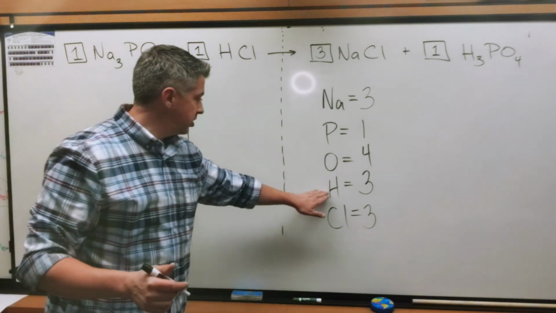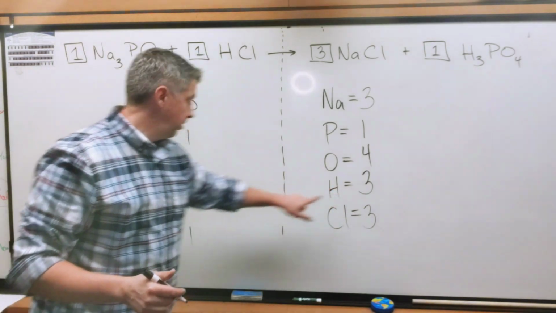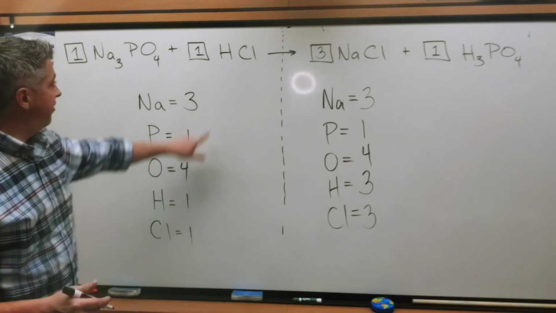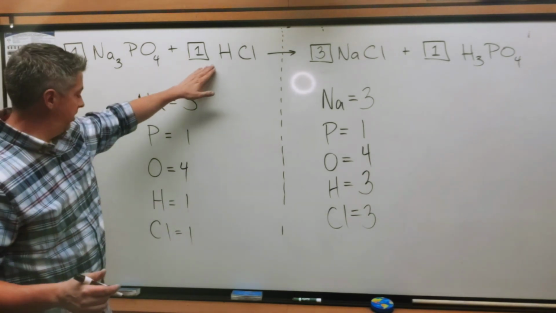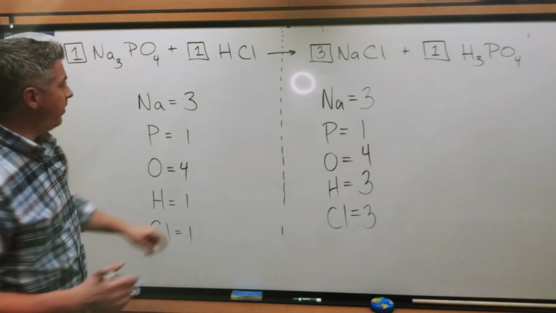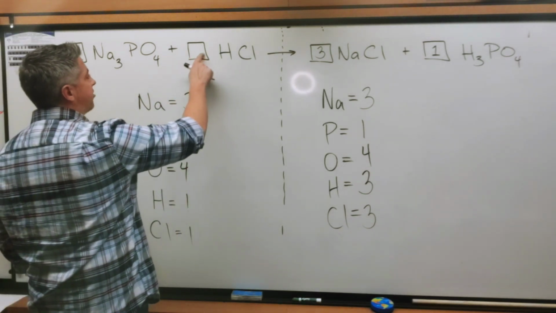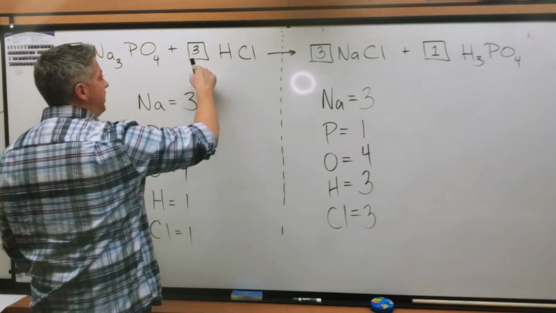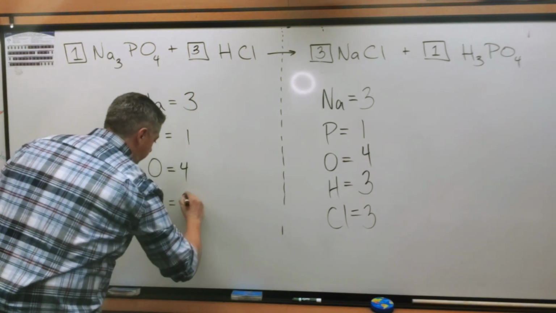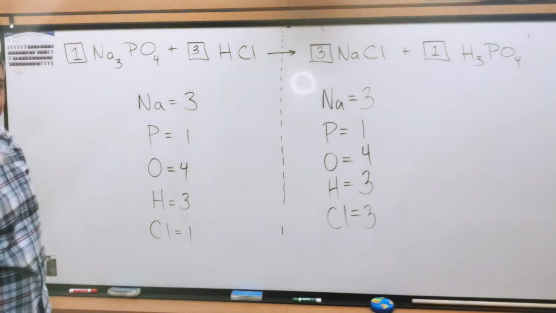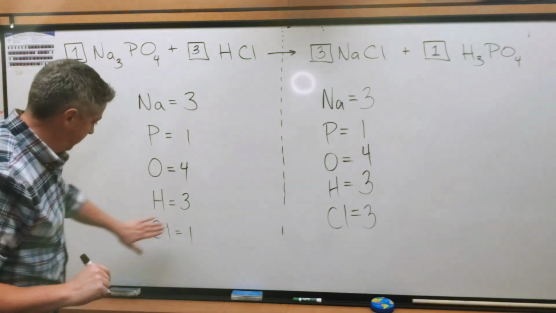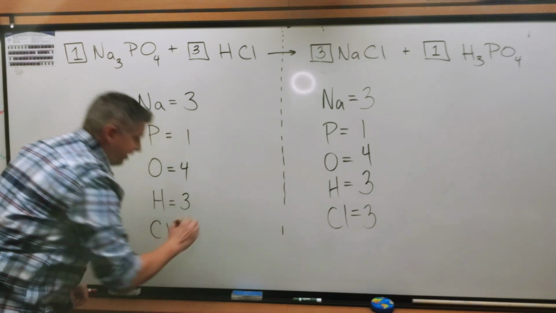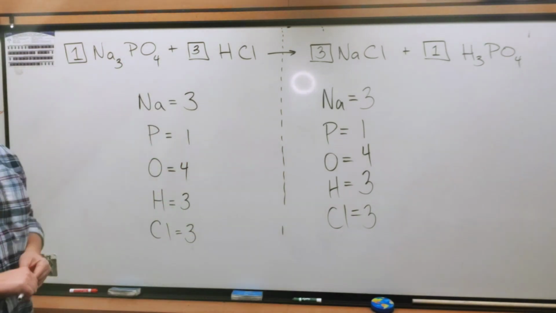H does not match. 3 H's here, only 1 here. So let's change this one. Because this one doesn't have H, so I've got to change this one. Same thing. I need to get 3, so let's just skip from 1 and go straight to 3. 3 H's gives me 3H. But look what else happens. I have 3 Cl's. 3 Cl's. Now everything matches.